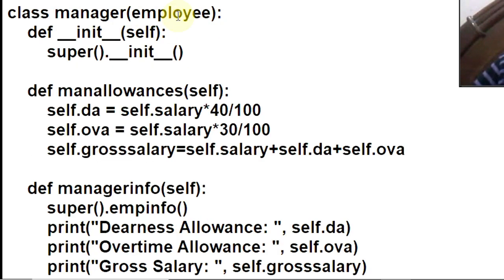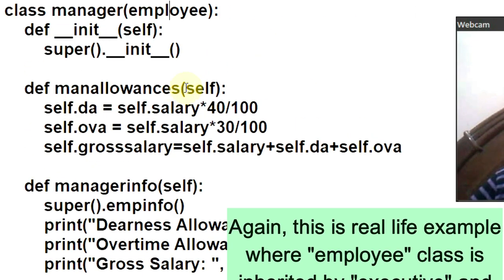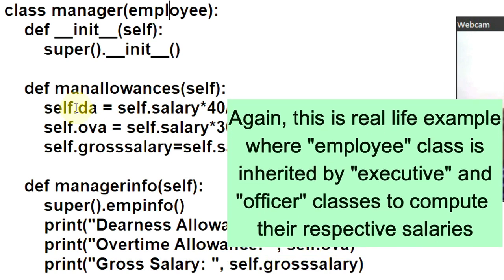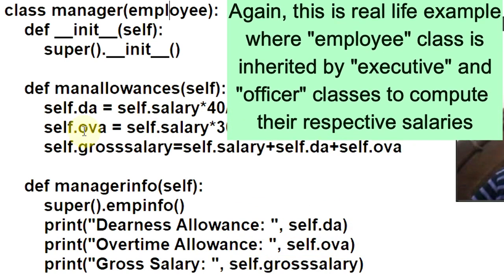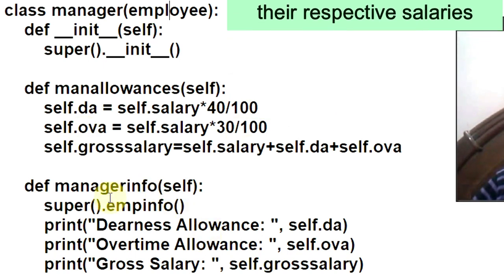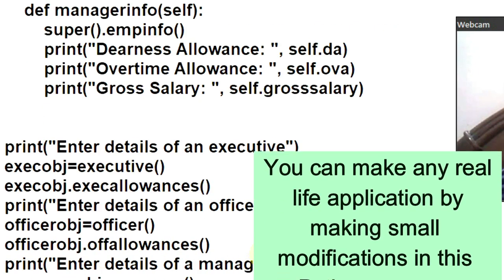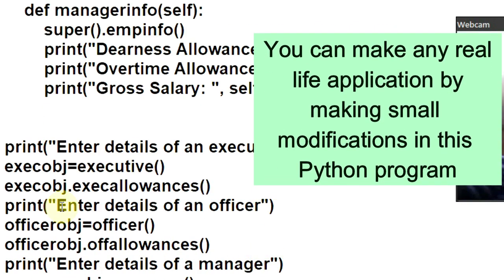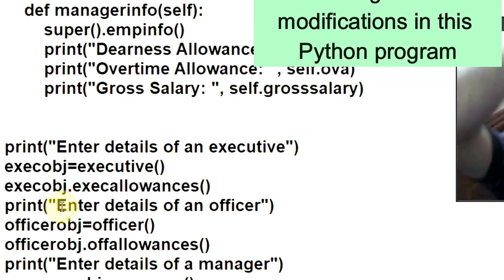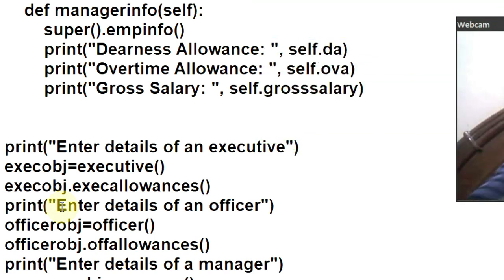Manager class also inherits the employee class. It has two functions again, man allowances which calculates the allowances of the manager. I assume that the manager has dearness allowance and overtime allowance, and there is a function manager info which displays the computed allowance. So we'll understand the program from the main function. So basically the code, name and salary, which are common to the three classes, executive, officer and manager, are separated into another class called employee, and all the three classes are inheriting the employee class, so that the objects of the three classes can access the code, name and salary.